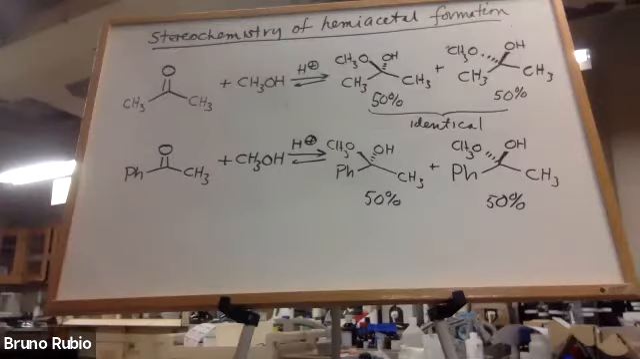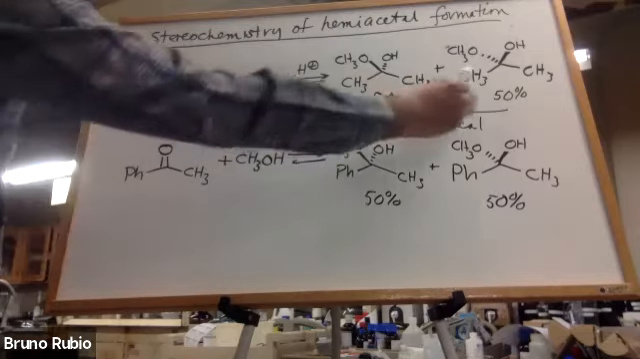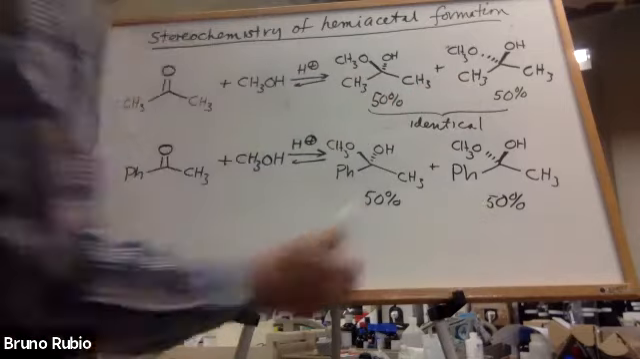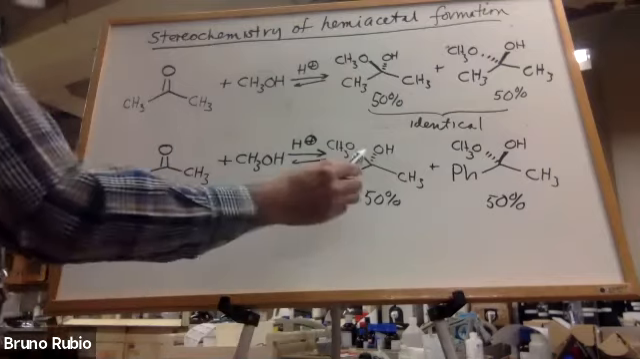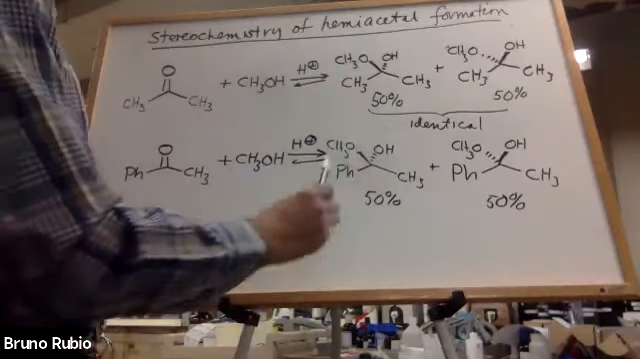Enantiomers? Oh, these are enantiomers because I've created a new chirality center here. That didn't happen here. That's why I got identical structures. These are going to be enantiomers. There's a new chirality center here. Let's try to figure out the R and the S.